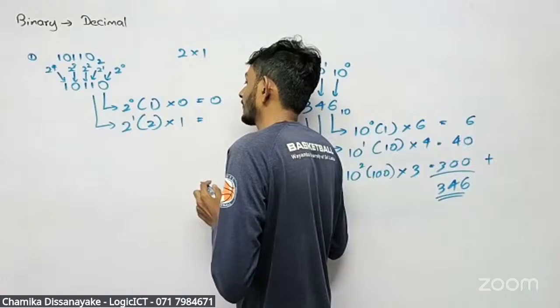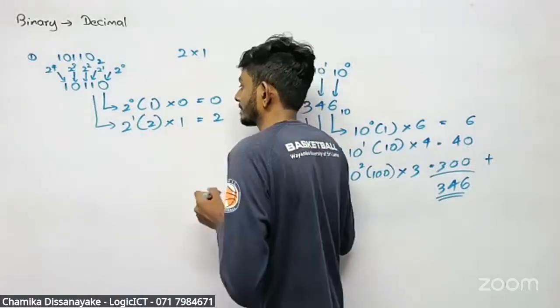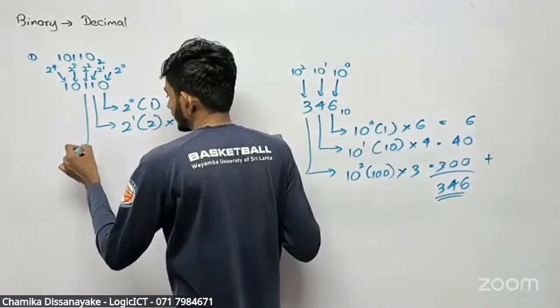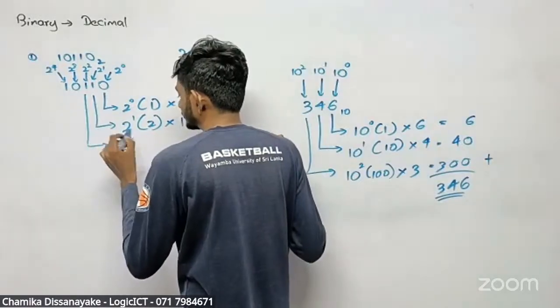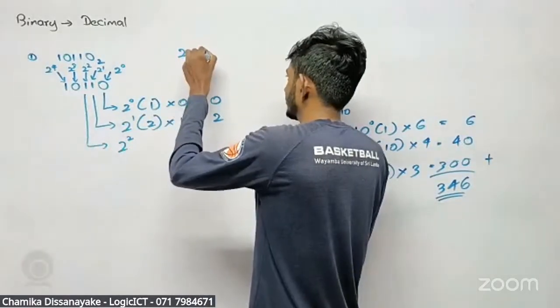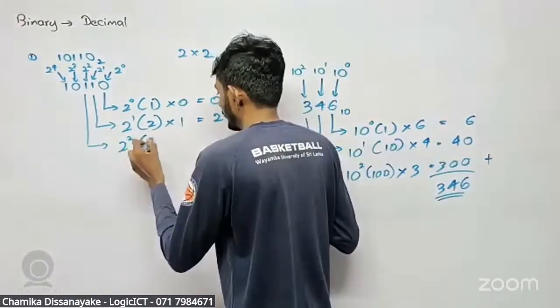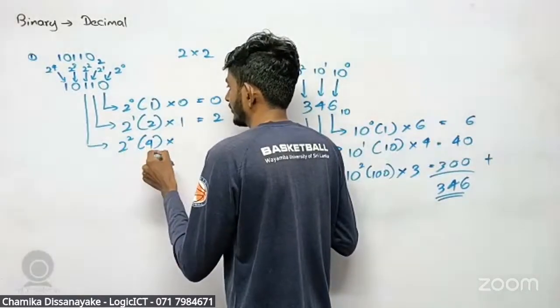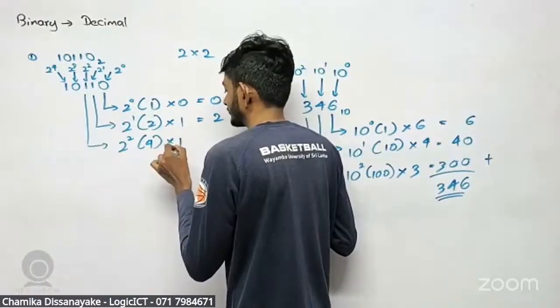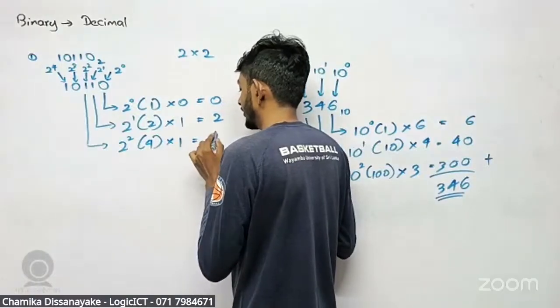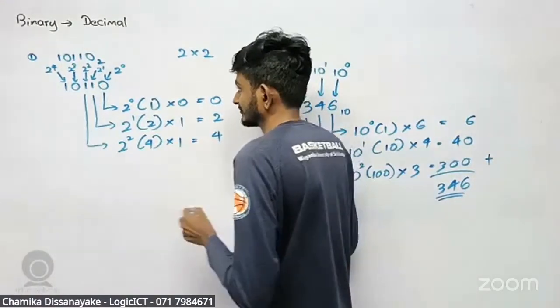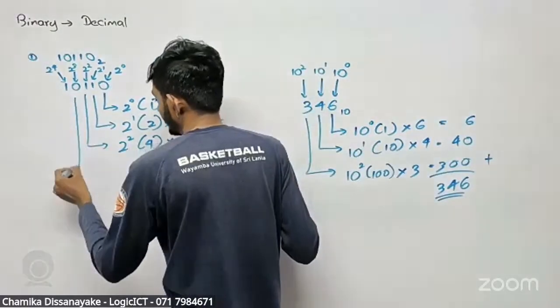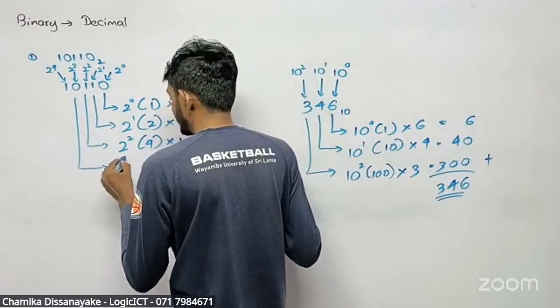2 by 1 is 2. Third one, 2 to the power 2 means 2 multiplied by 2, which is 4. Here also you can see 1. 4 by 1 is 4. Here, 2 to the power 3.